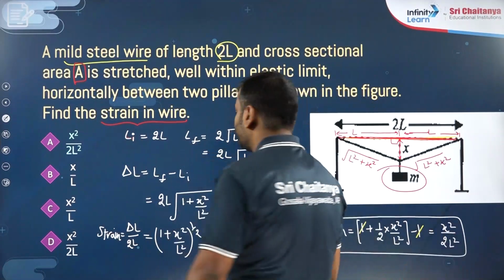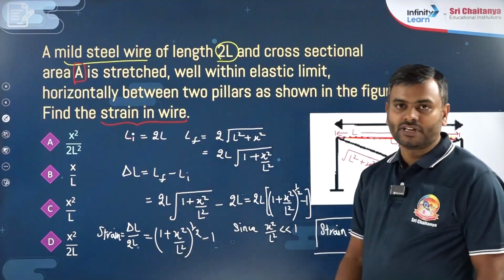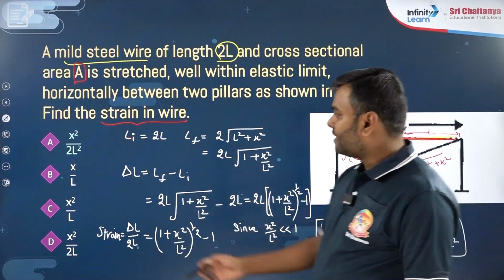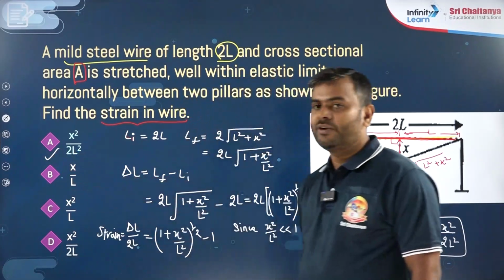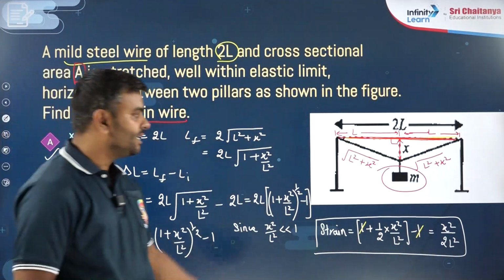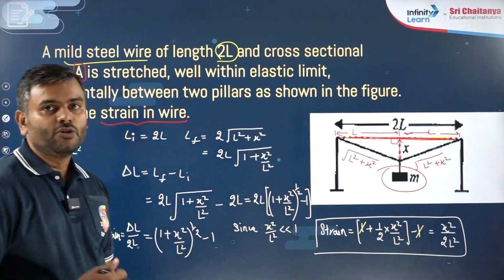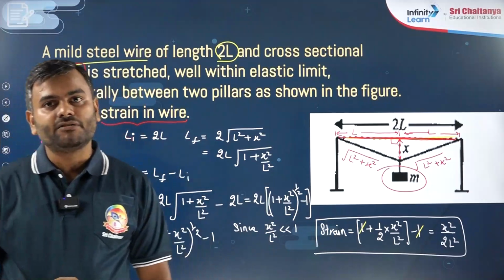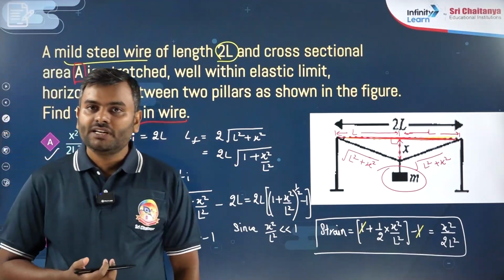So if we check the options here, which option is giving you the right answer? That is A, x square by 2L square. That will be the strain we have in this wire because of this hanging mass. Okay, I hope you guys have understood this particular problem. So let's move to the next problem.